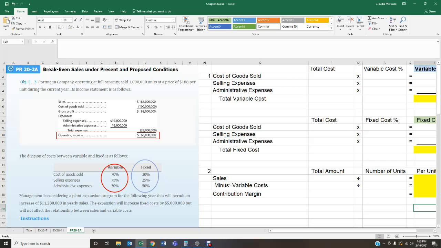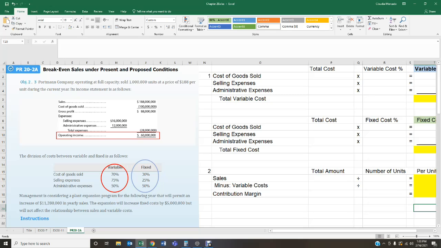The division of costs between variable and fixed are as follows. Our cost of goods sold is 70% variable, 30% fixed. Our selling expenses are 75% variable, 25% fixed. Our admin expenses are 50-50. Management is considering a plant expansion program for the following year that will permit an increase of 11,280,000 in yearly sales. The expansion will increase fixed costs by $5 million, but will not affect the relationship between sales and variable costs. Okay.